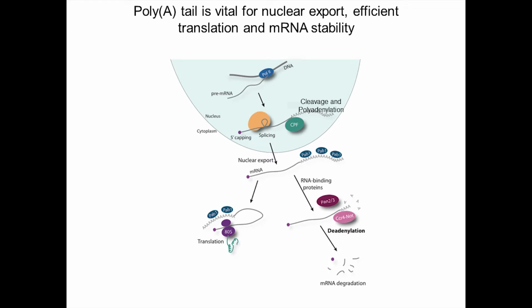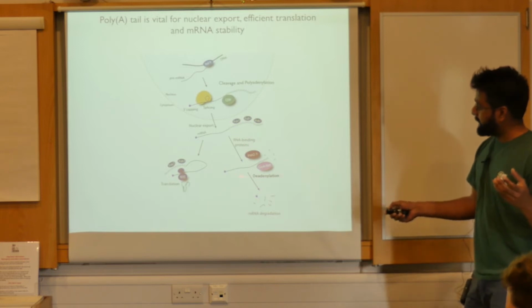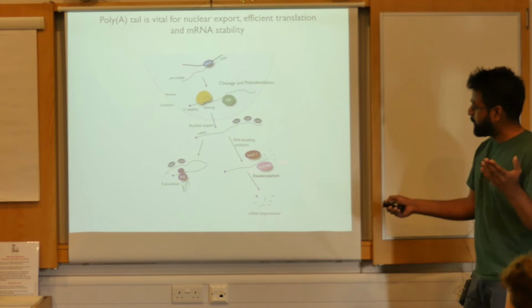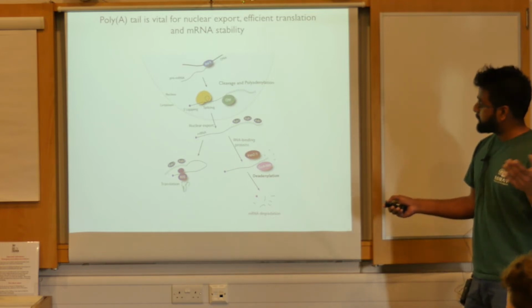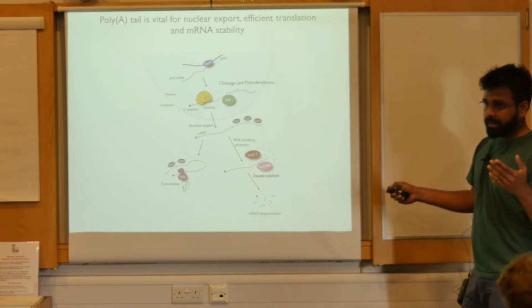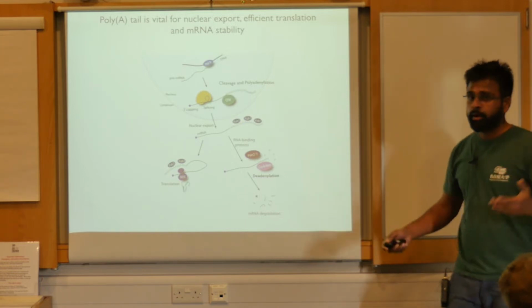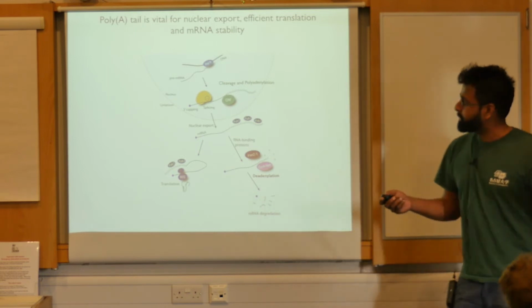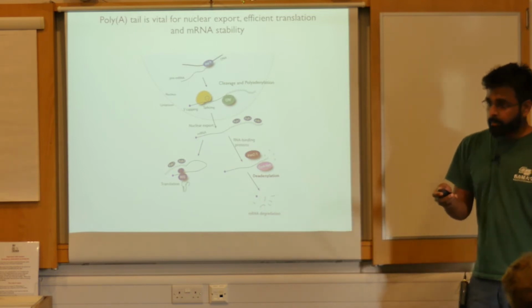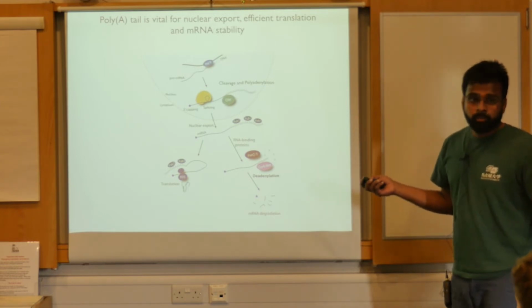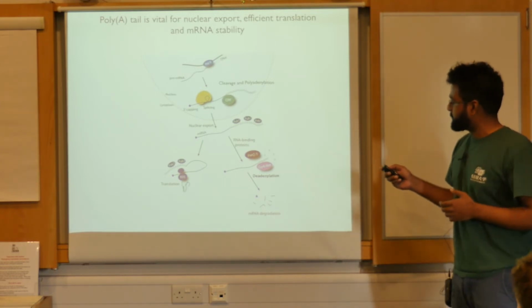And those mRNAs which do not take this route take another route where there are a few other molecular machines in the cell which deadenylate, or in other words prepare the RNA for degradation. And it turns out that the longer the PolyA tail, the more stable the mRNA is in the cytoplasm. So PolyA tail also confers stability to the mRNA. So these are some of the basic functions of PolyA tail, and that's why it's important to know how they are added and why they exist.